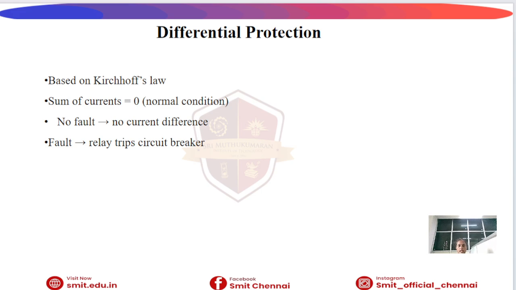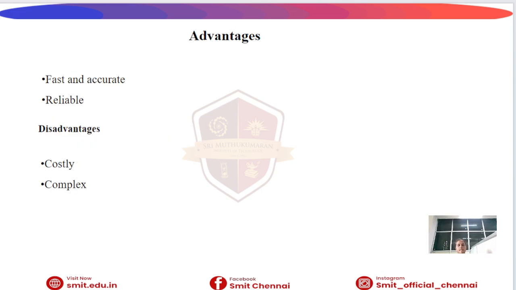When there is no fault, there is no current difference, and the relay is inactive. Whenever a fault occurs, a current difference occurs, I1 minus I2. So the relay trips and sends signals to the circuit breakers, and the circuit breaker disconnects the circuit. So we have to protect the bus bars. Advantages: it is fast, accurate, and reliable. The disadvantage of differential protection is that it is costly and complex.